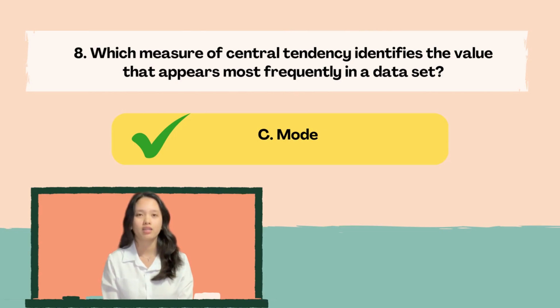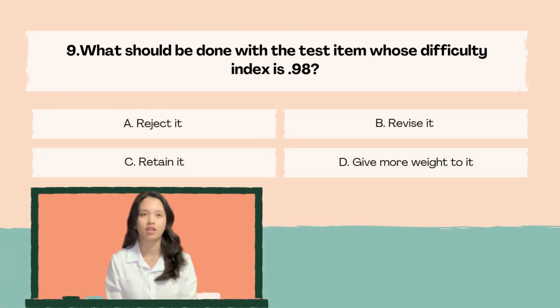The correct answer is C. Mode. The mode is the number that shows up the most in a list. It's useful when you want to know what's most common. Example, if your scores are 2, 4, 4, 4, 5, 6, the mode is 4 because it appears more than any other number.